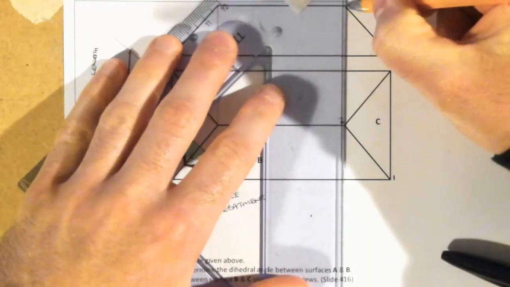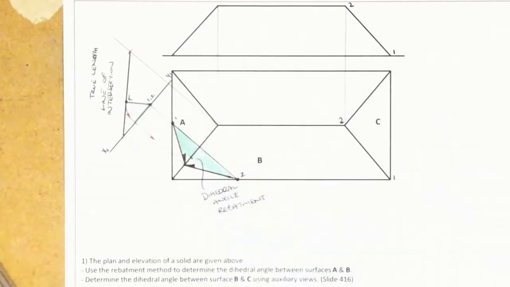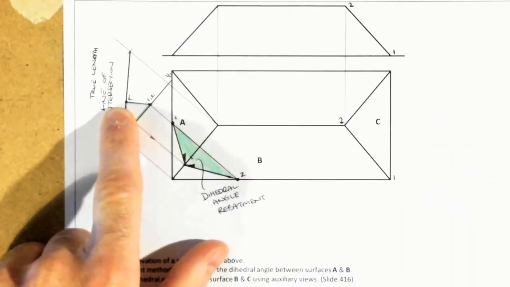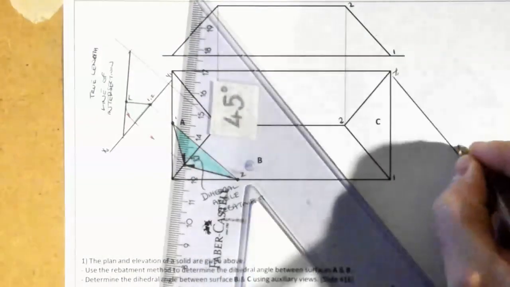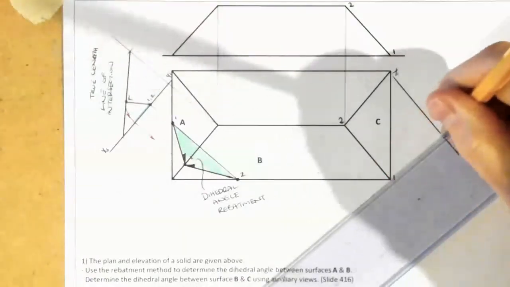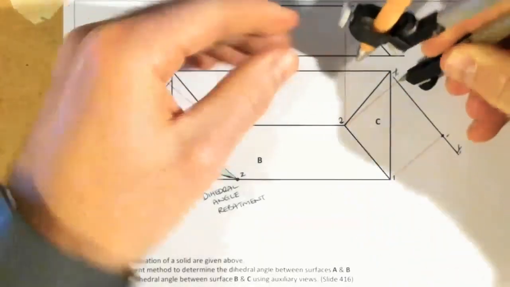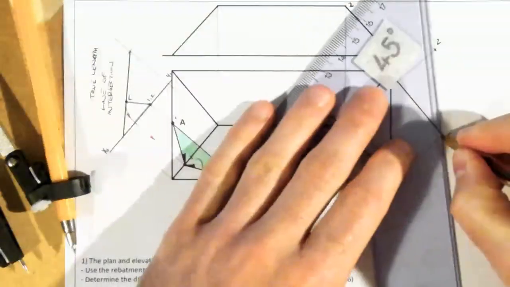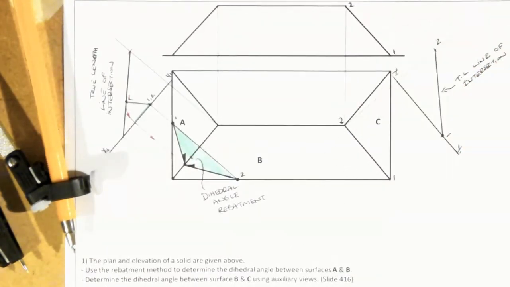And once again, just to determine the height of 2, because 1 is sitting on the ground, that'll be the height of 2 there. Now, very much similar to what we did here, I'm going to speed up the video to get the true length of the line of intersection up here. Okay, so now we have determined the true length of the line of intersection.